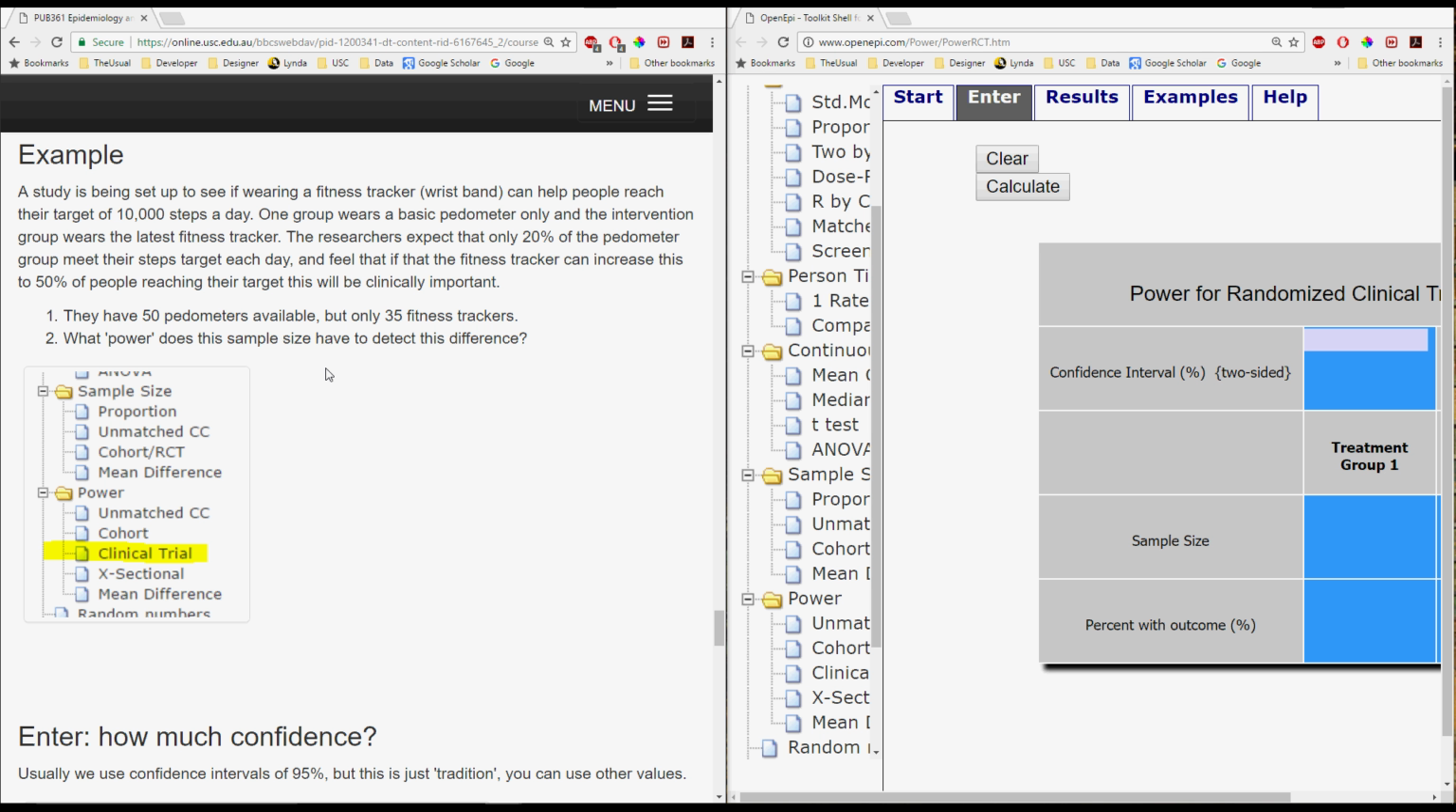perhaps worth the cost of them. So the question is, if this is our goal of the study and this effect is real, what sample size do we need to be able to pick this up? What power does this sample size have?